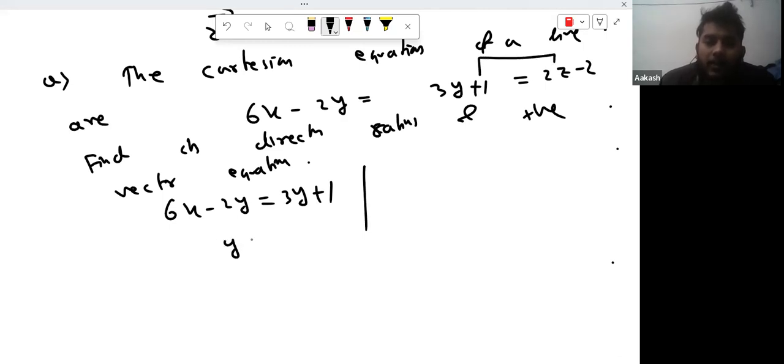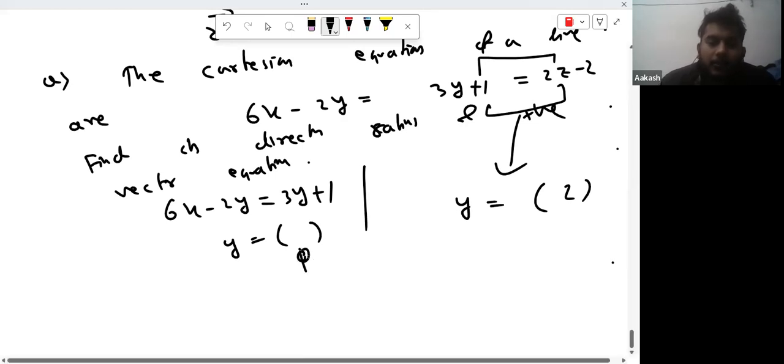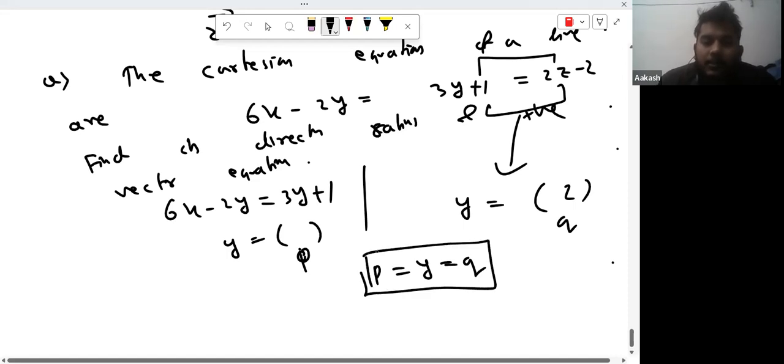You can get y equals to some form of x here, and from these two also you can get y equals to some form of z. So if this quantity, suppose this is p, is equal to y and this q is equal to y, then we can say p is equal to y is equal to q. Okay, so then you will get the standard equation. Got what I said? Yes, sir.